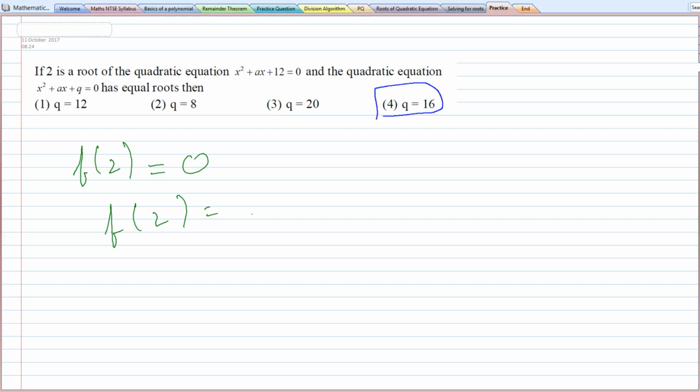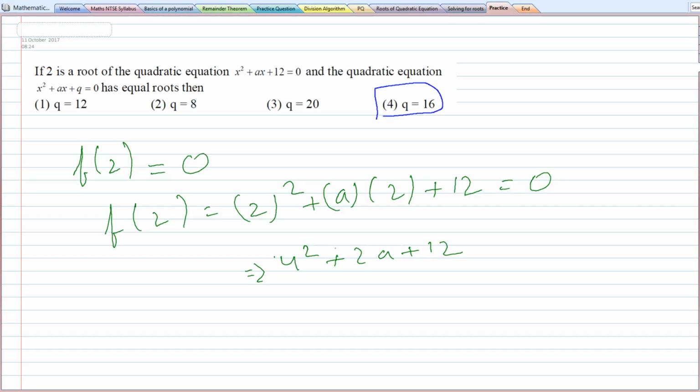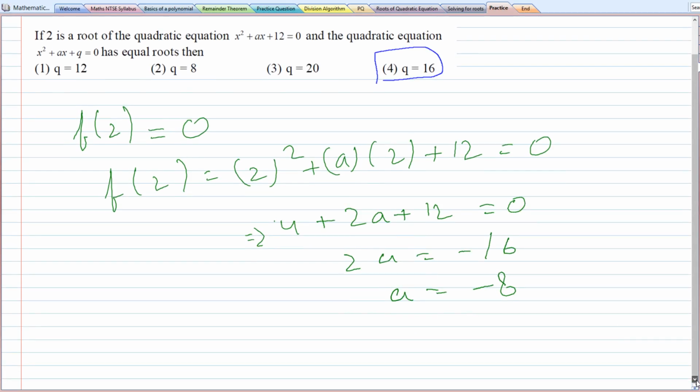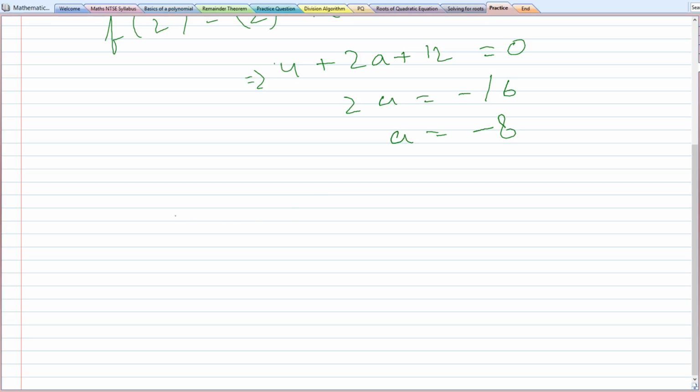That is x is equal to 2 in this equation, so 2 square plus a into 2 plus 12 is equal to 0. What we get is 4 plus 2a plus 12, sorry, it's not 4 square, it's 4. So putting this value in the second equation, we get x square minus 8x plus q is equal to 0.